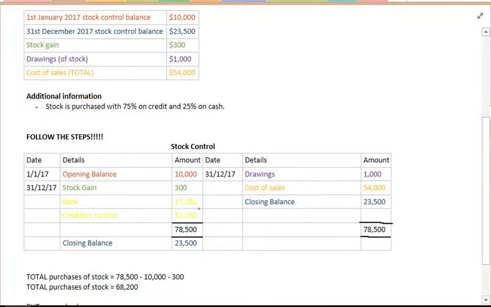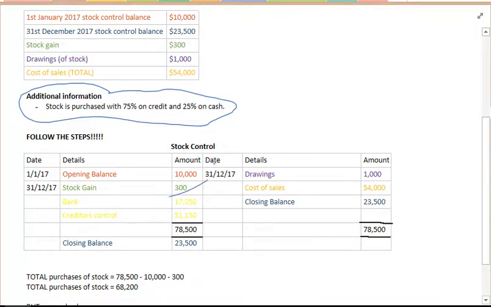Now there's 2. Before we said there was 3 bits of information, which were opening balance, closing balance, and the cost of sales. Means we need to find out the stock we purchased. We've got how much it started, we've got how much it closed with, how much went out, so we need to work out how much came in. The additional information here said stock is purchased with 75% on credit and 25% on cash. That means we need to differentiate.